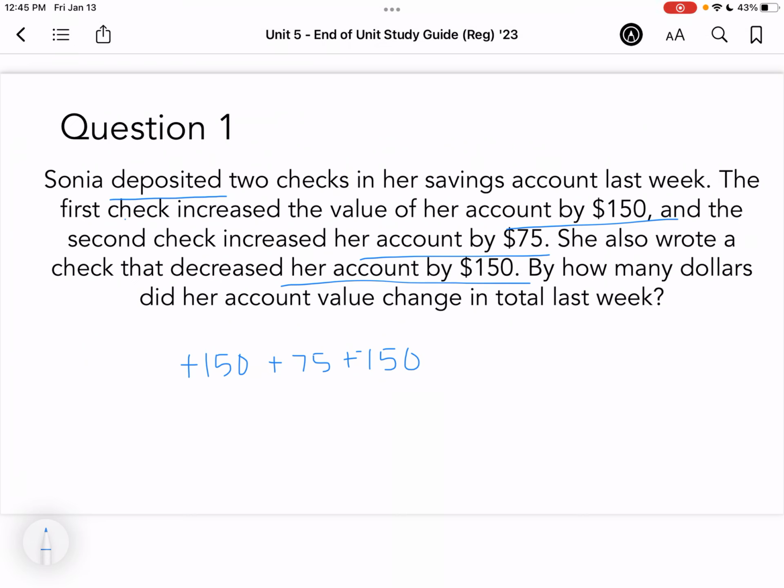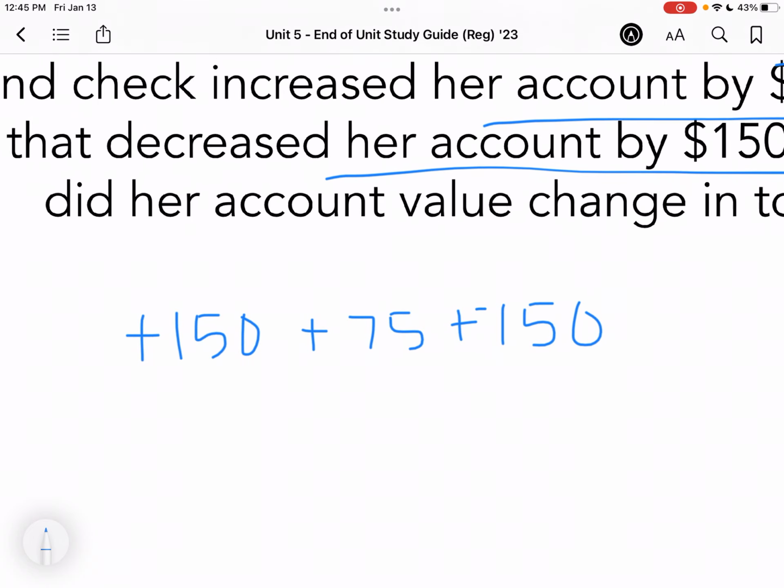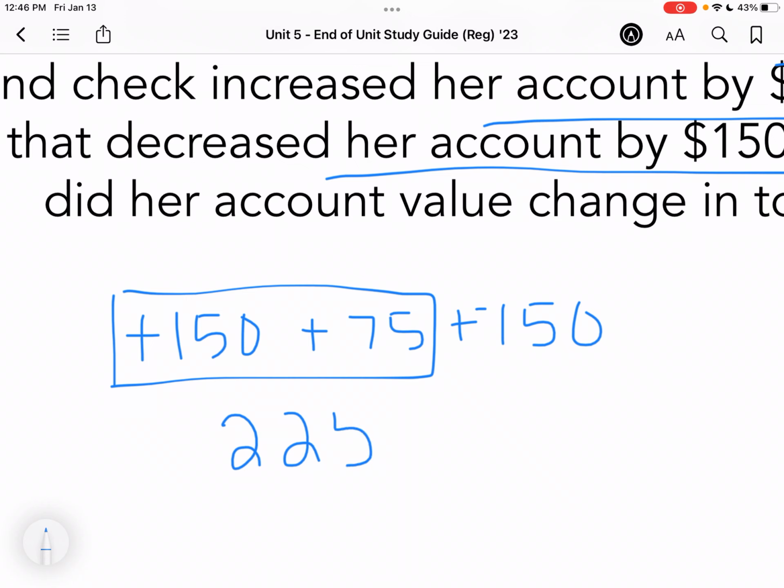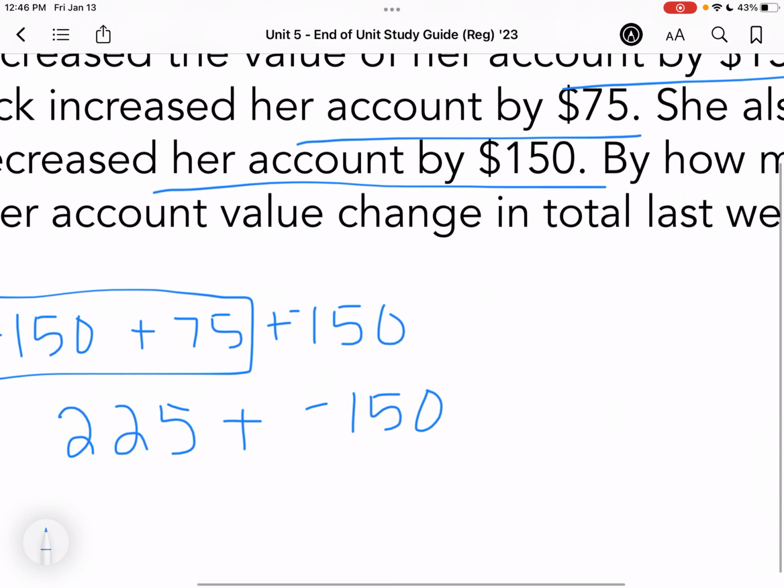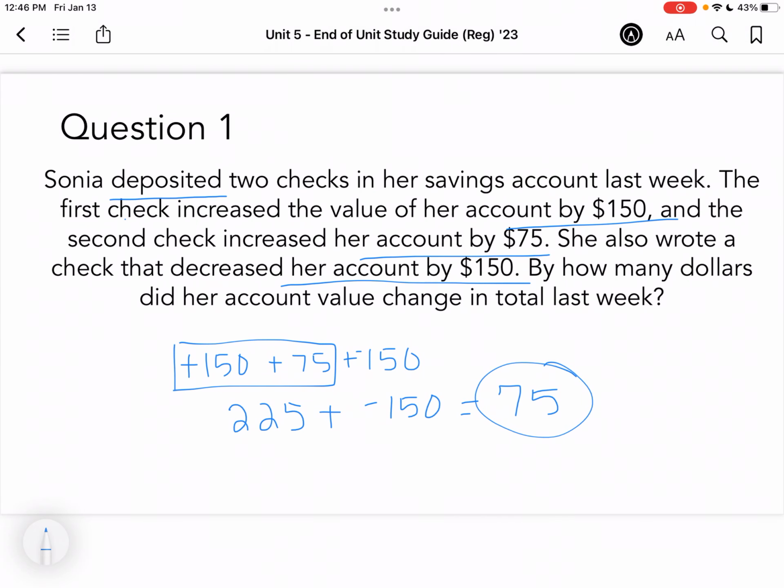How many dollars did her account value change in total last week? So by how many dollars did her account change in value during the last week? So we have 150 plus 75. That makes 225, and then plus a negative 150. Well, that's going to be $75. So it changed in total by $75.